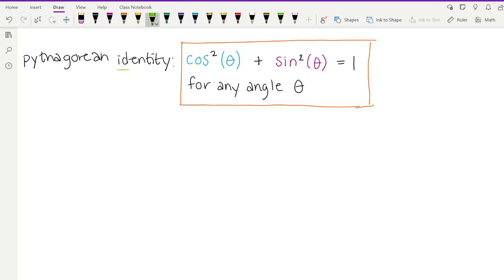So what does the word identity mean? An identity is basically an equation, but it's not an equation that you solve. It's an equation that is true for all values of its variables.